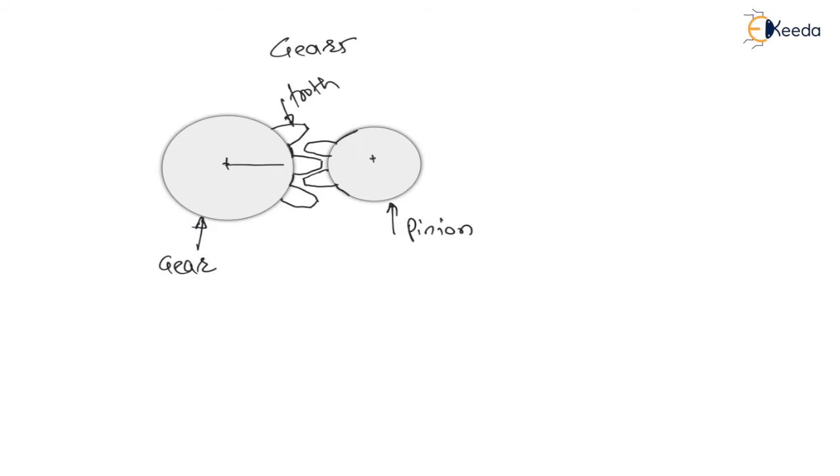For these external contacts, if gear 1 is rotating in clockwise direction, then definitely gear 2 will rotate in anti-clockwise direction. The angular velocity of gear 1 is omega 1, the angular velocity of gear 2, that is the pinion, is omega 2, the radius of gear 1 is r1, and the radius of the pinion is r2. Then for gears, the velocity of the contacting point is always constant, which is r1 omega 1, equal to r2 omega 2.